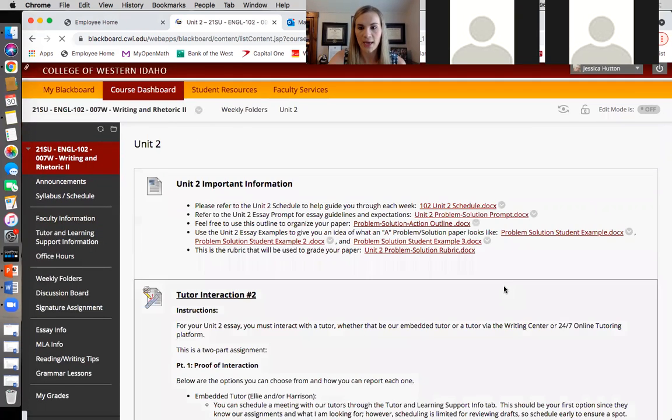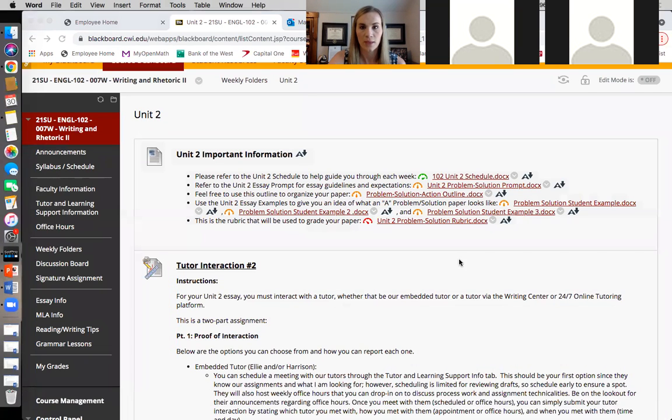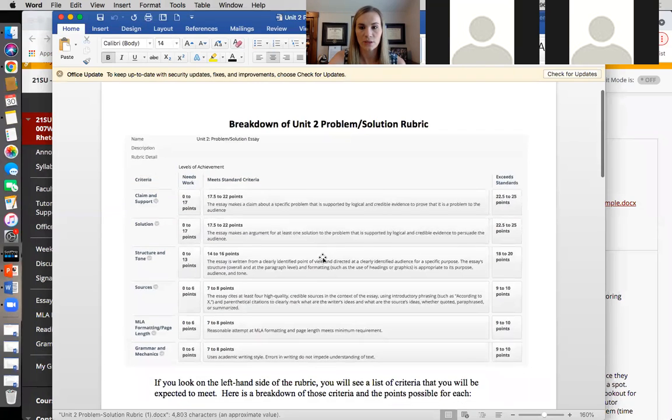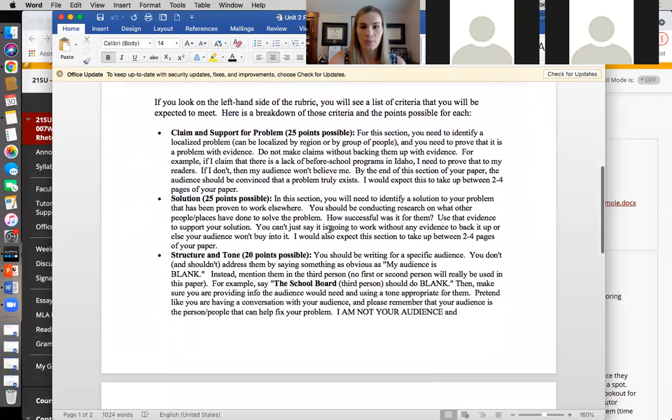Okay, let's go ahead and look at the rubric for this paper, and we'll go ahead and do a breakdown of it. So if you look at the problem solution rubric breakdown, we can see that the first thing that you're going to be graded on is the claim and support for the problem. Okay, I grade this based off of, are you providing solid evidence to prove that your problem exists, right? That evidence should be from credible sources, and I should have no doubt in my mind that this is a problem when I'm reading this, right?